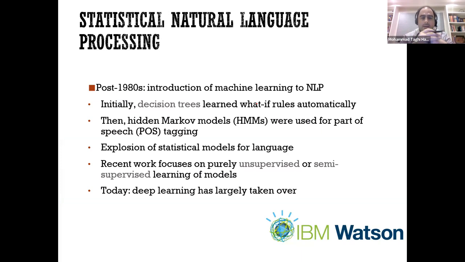So after 1980, actually, lots of things happened. In particular, this was the concept of machine learning that is used for NLP, or natural language processing. Initially, decision trees have been used to understand what this is, and if the sentence is like that, what the answer should be automatically.